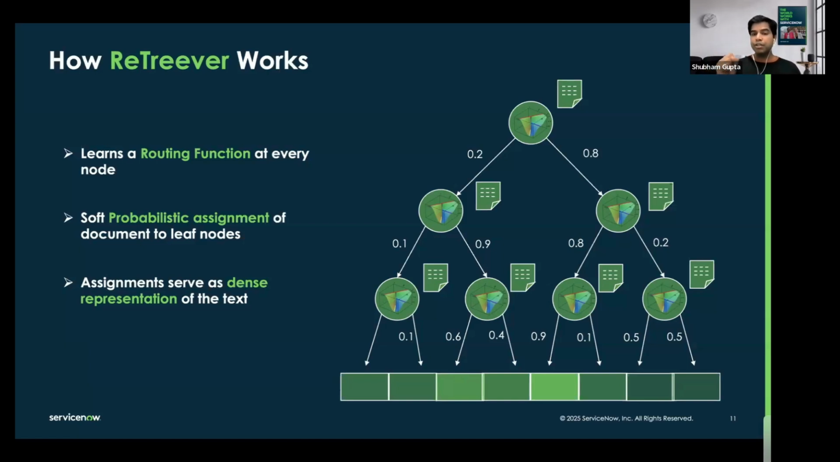As a result of the routing function that we learn at each node of this tree, we can combine all these probabilities given to these edges into a probability distribution of how this document is assigned to the leaves of the tree. So as a result of this whole routing learning methodology, we get an assignment of a document to the leaves of the tree, and it's a soft probabilistic assignment. And these assignments now serve as the dense representation of the text.